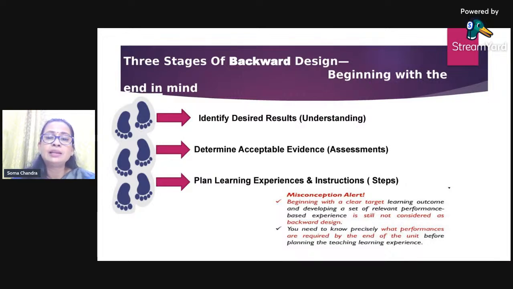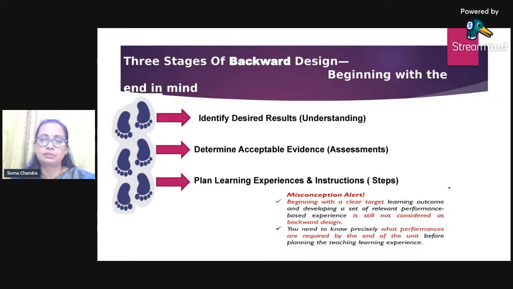And number three, plan learning experience and instructions. What engaging activities, discussions, and resources will help students achieve the learning goals. For example, in a math lesson, in order to teach fractions, students use manipulatives to understand that. Students follow a real world recipe, say a pizza, or they can adjust ingredients for different serving sizes. They understand fractions. So connecting the topics with real life will help the students understand the topic better.